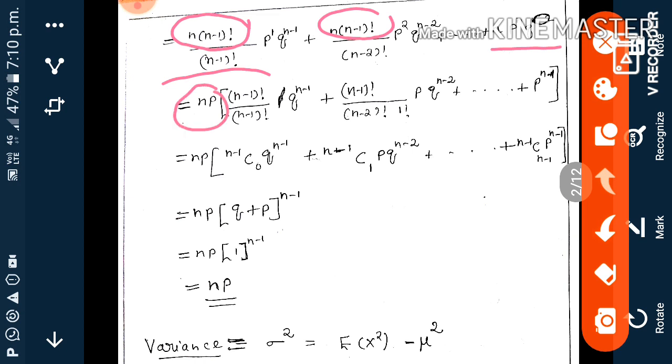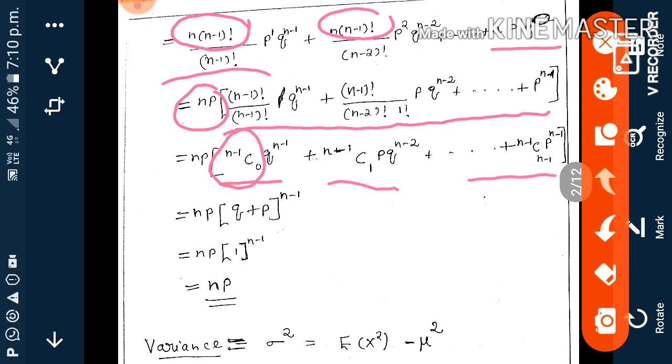The remaining terms we have written here. The last term is p to the power n minus 1, since we have taken n into p outside, remaining p to the power n minus 1. Now np into (n minus 1) factorial, (n minus 1) factorial cancels, so 1 is remaining. How we can write 1: n minus 1 C0, that is explained earlier, q to the power n minus 1 plus n minus 1 C1 p q to the power n minus 2 plus etc. The last term n minus 1 C n minus 1 p to the power n minus 1. The last term is written as n minus 1 C n minus 1; 1 is replaced by n minus 1 C n minus 1.